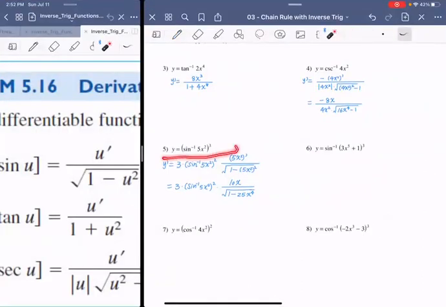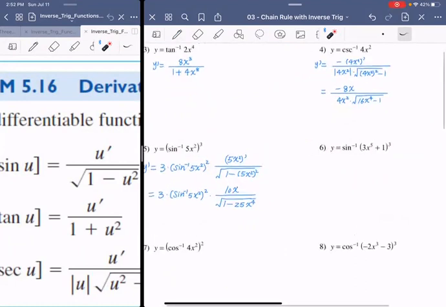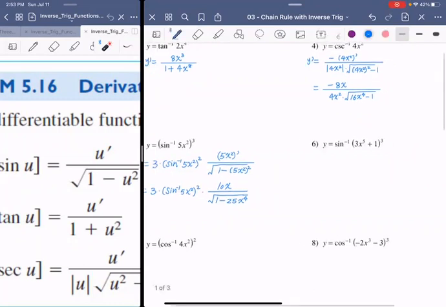Number 4, number 5 and number 6 look so similar, but they are totally different. In this one, your inner layer is the inverse function and your outer layer is the cube. In this one, your outer layer is the inverse and your inner one is 3. This is really tricky, but it's a good question. You put them side by side. That's a good way. Let's see, how do I do this one?